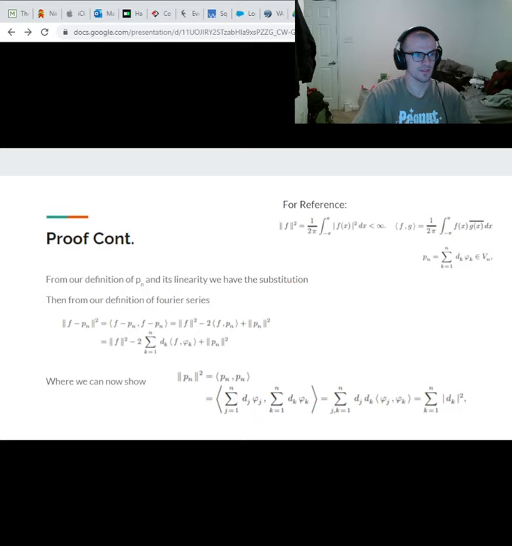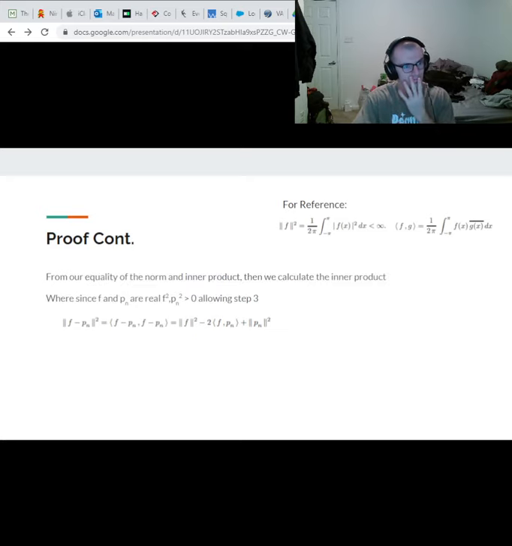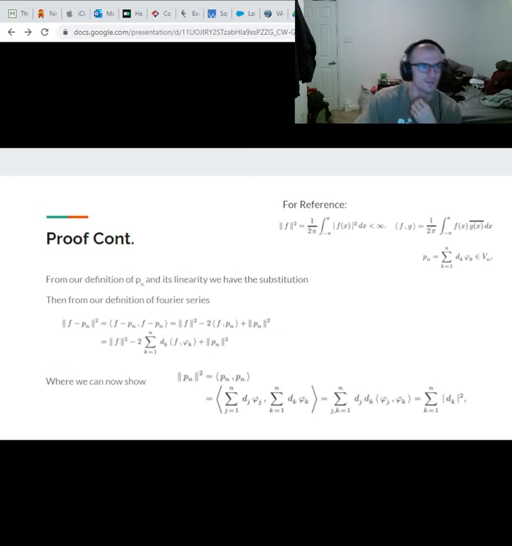From our definition of p sub n and its linearity, we then have the substitution, where we are substituting for that inner product of f and p sub n. We're substituting p sub n for the summation of d sub k times the orthonormal functions, d sub k being a constant, and the linearity of the inner product allows us to pull that out.